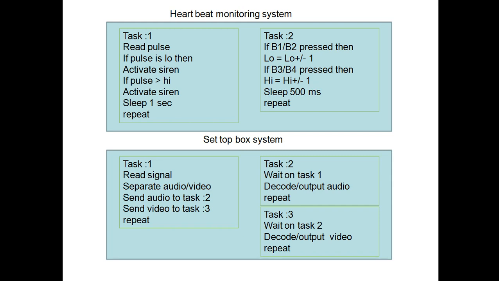Second, what will happen? First we read the signal, and second we separate the audio and video signal. Then we send the audio signal to task 2, and after that we send the video signal to the task, and we repeat the same process. Task 2 waits on task 1, decodes and outputs audio, and repeats. Task 3 will do the same thing. So this is the structure of a set-top box system. The first one was the heartbeat monitoring system, and the second one is the set-top box system.